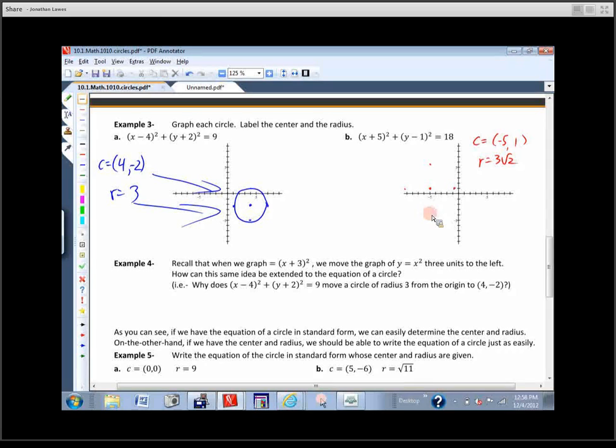This one might be a good idea to draw a little box around it. Okay. So it's going to look something like that. Again, there's the center, negative 5, 1. Back 5 and up 1 for the center. And the radius is 3 radical 2. Okay, are there any questions? Okay, take a look at example 4. Go ahead and read that to yourself.